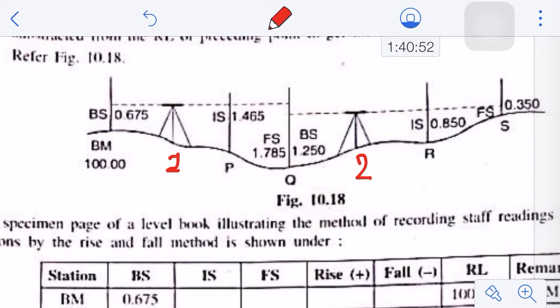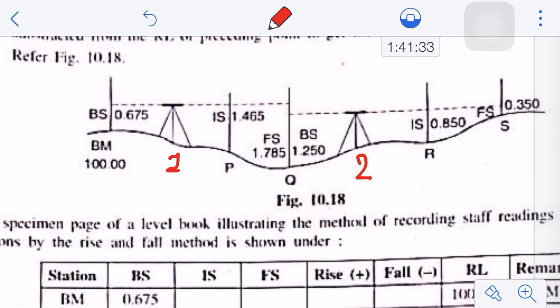Once it is ready, you will first keep your staff on your benchmark and take a reading. So here it is coming as 0.675. You will add it to your BM and get your RL of HI. That we were doing in the first method, that is the RL height of instrument method. But mind well, in this method we are not interested in calculating height of instrument at all. However, those readings are noted, they are recorded with their abbreviations only. First reading is always recorded as BS. Last reading is always recorded as FS for any setup, and intermediate readings are always recorded as IS, right? So this is your first reading, BS 0.675.